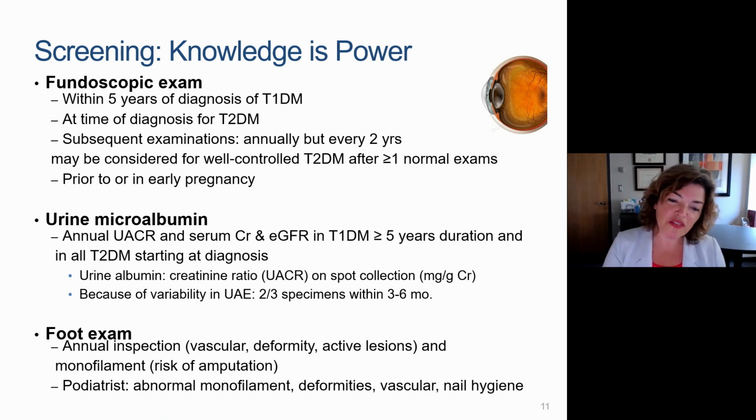So we're looking for less than 30 all the time. When somebody's above 30, they have albuminuria. If they're above 300, that's considered moderate to severe. And we have special interventions for those people.